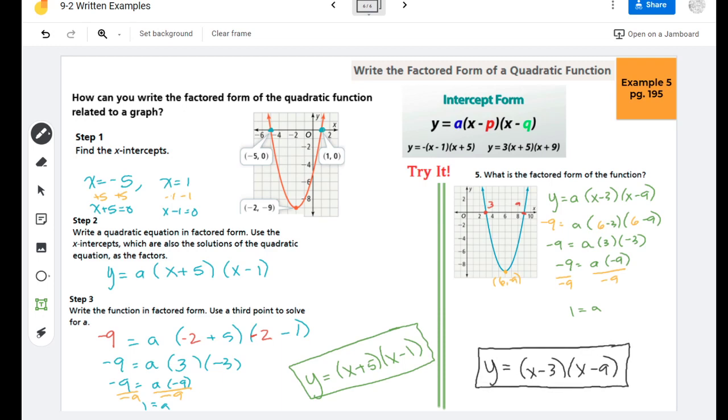So there we have it, guys. That is how to write a factored form of a quadratic function. Until next time.